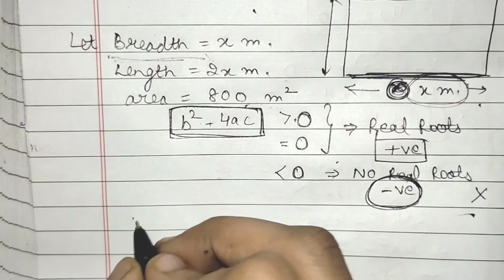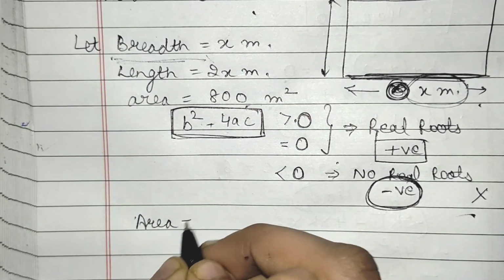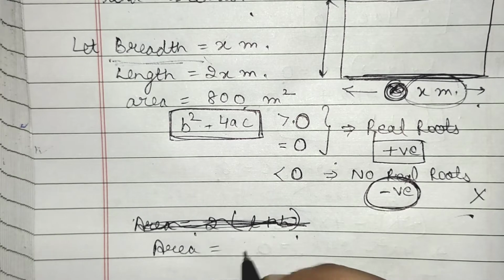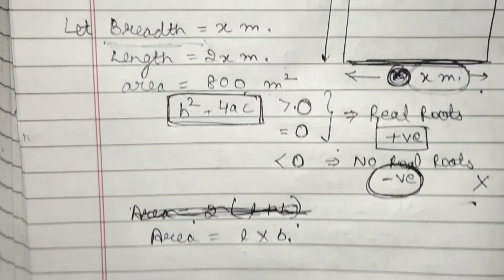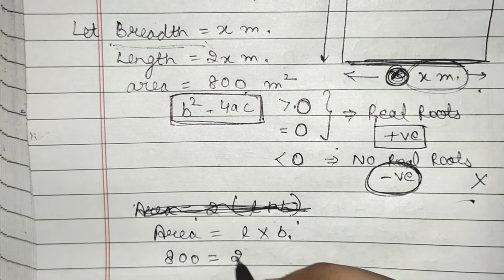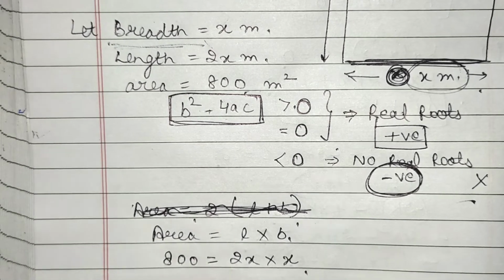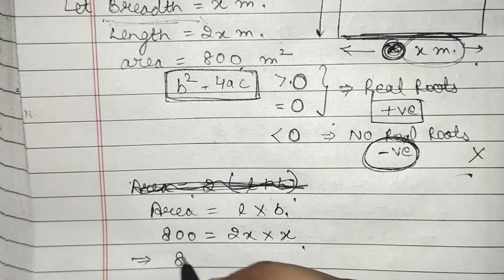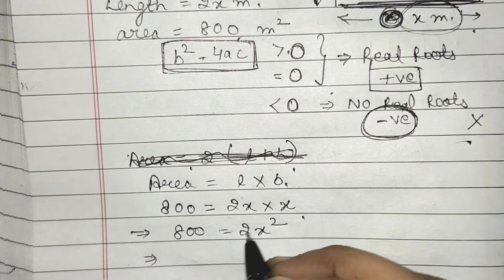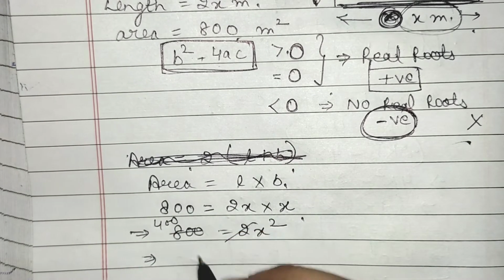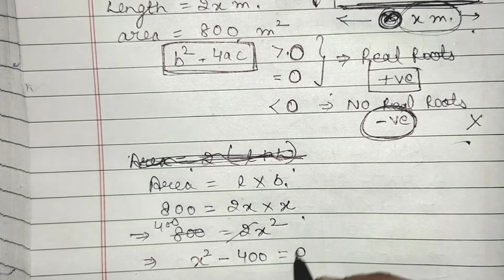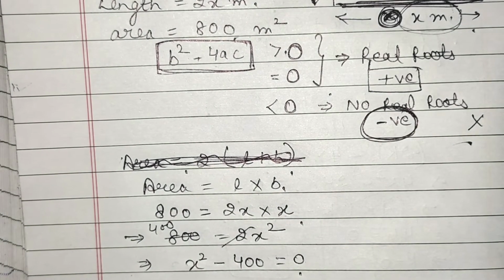whether it is possible to design such kind of park or not. So what is the formula to find the area of any rectangular park? Area is equal to length into breadth. It is given to you 800, and your length is 2x and your breadth is x. So what will you get? 800 is equal to 2x square. So it will give you x square minus 400 is equal to 0, right?